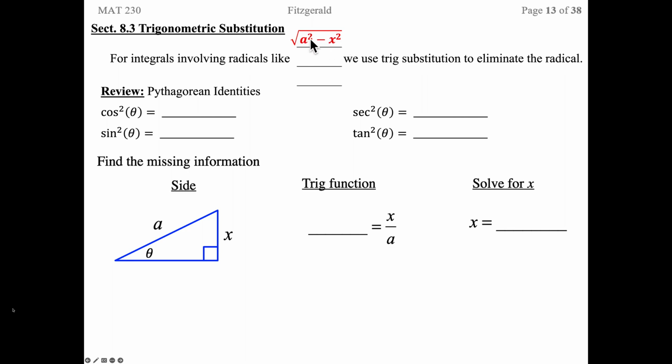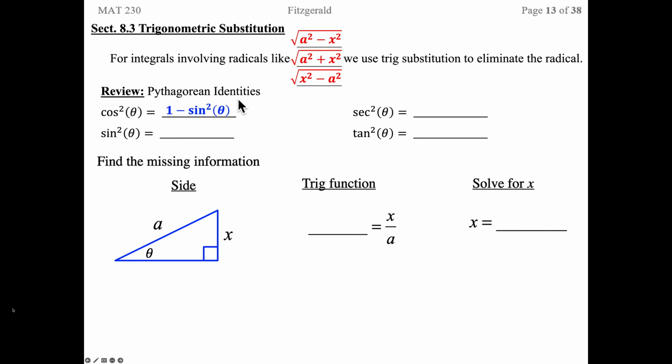This is the hypotenuse, this is the leg, and this whole square root represents the other leg. If I have a squared plus x squared, this square root of all that represents the distance of the hypotenuse. And then if we have x squared minus a squared, now the x squared's on the hypotenuse, a is one leg, and the square root of all this represents the other leg.